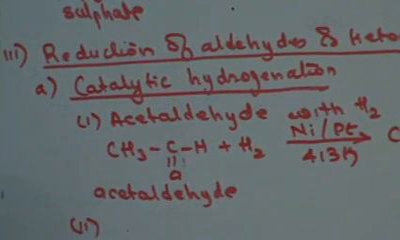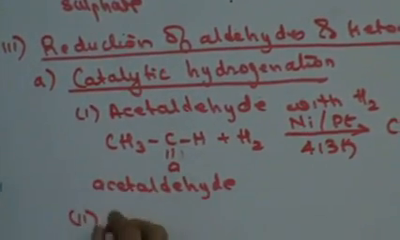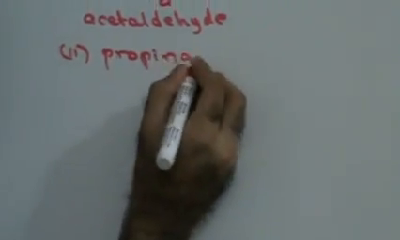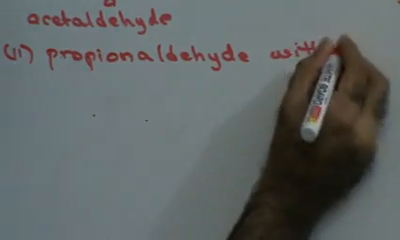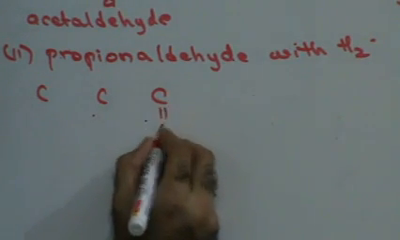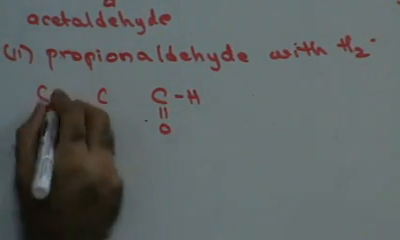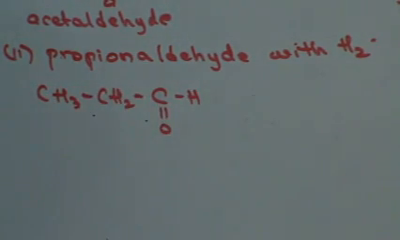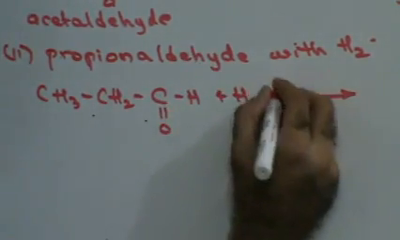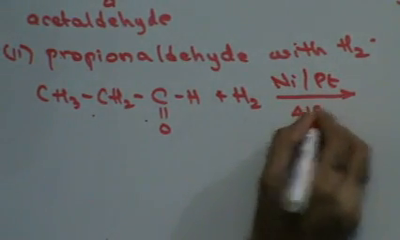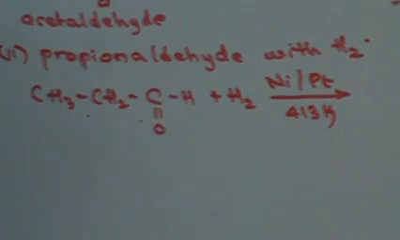Next, you have propanaldehyde reacting with hydrogen gas. Propan, three carbon atoms. Aldehyde, CHO. So in that case, you will have CH3CH2CHO. Propanaldehyde reacts with hydrogen gas, where I'm using nickel or platinum as catalyst at 413 Kelvin. An addition reaction takes place.